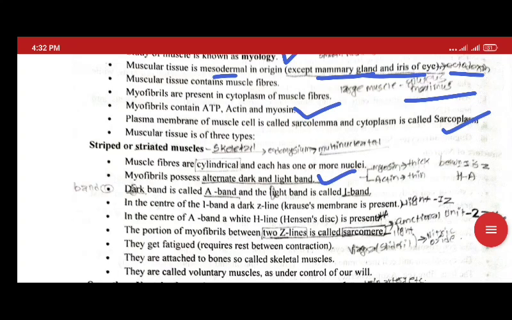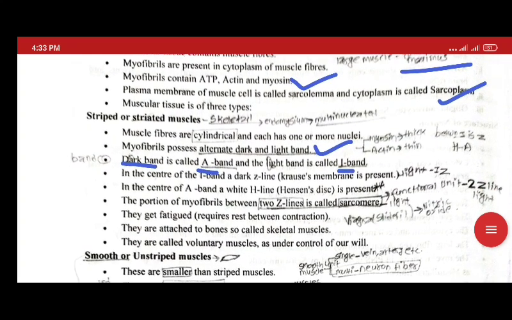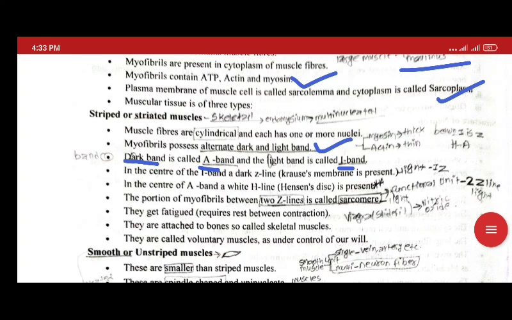And here we have what? The dark band contains what? A band, DA and A, the second letter. The light band is the I band. Now we should know that in the center of I is the Z line, and in the center of A is the H line. So you should remember what? HA and IZ. This will be the trick.